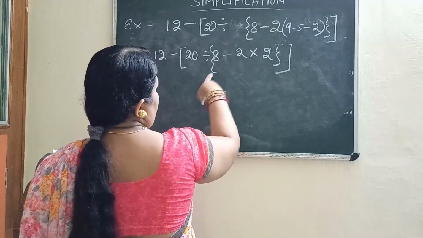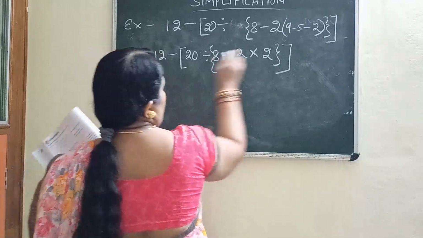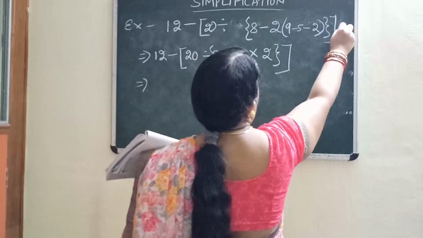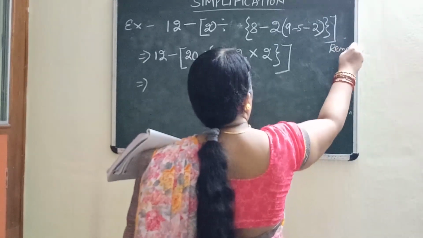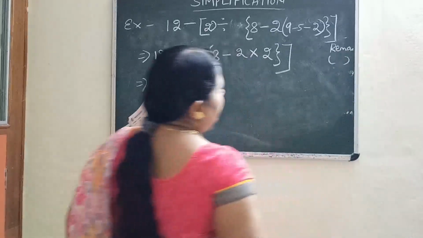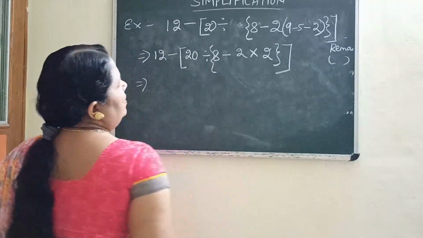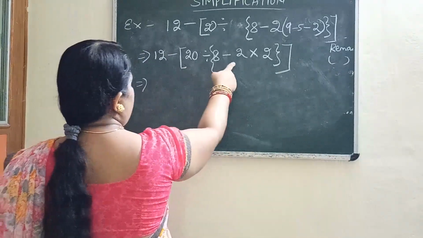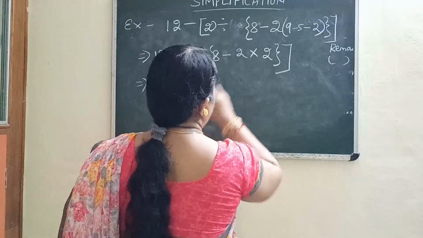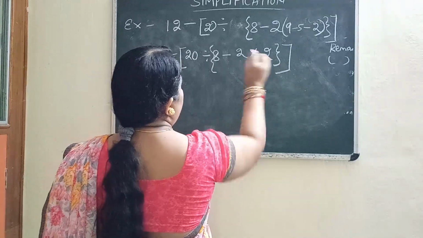Curly bracket started from here. So what have you done here? You removed which bracket? You have to write removed parenthesis. Next step, which bracket do we have to remove? This curly bracket. So in between that, which one is there? 8 minus 2 multiplied by 2.